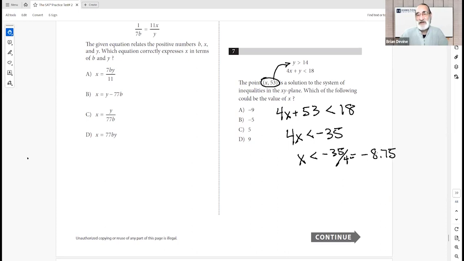You can put that in a calculator if you need to. And I want a number less than that. Well, to the left of that on the number line is negative 9. That's less than. So I'm going to say x is negative 9, and A is the answer.